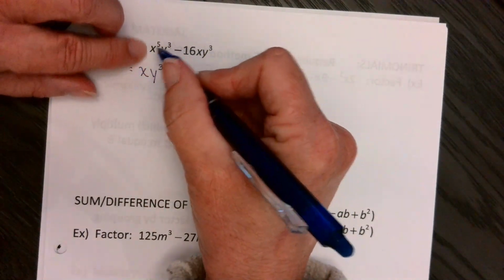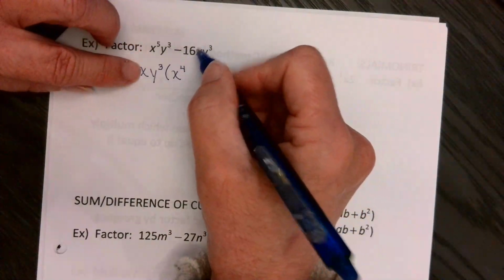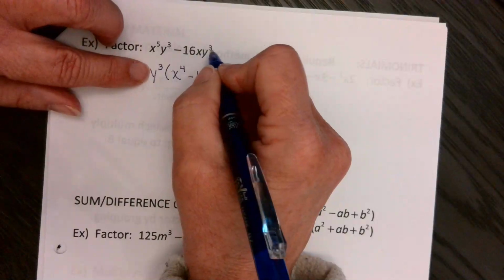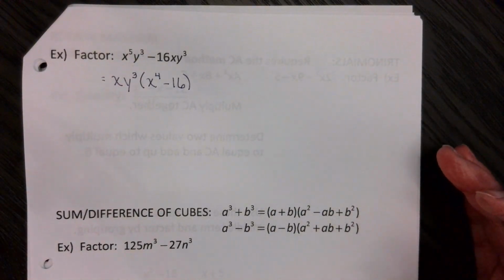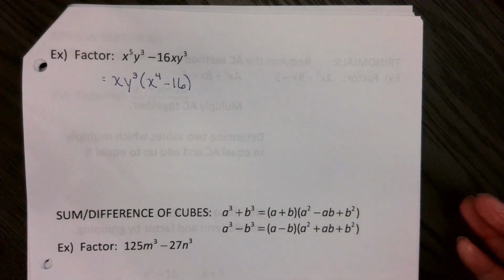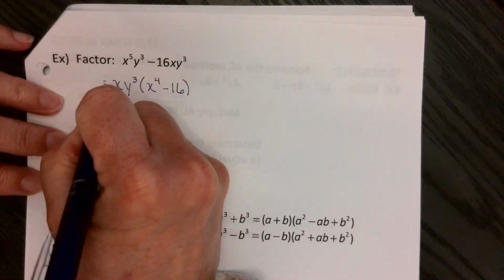These are going to cancel. I'm left with x to the 4th minus 16. My x's will cancel, and so will my y's. Now, these directions only say to factor, but it's understood that it needs to say factor completely. You have factored it, you just haven't factored completely, because this will factor further. It's the difference of two squares.